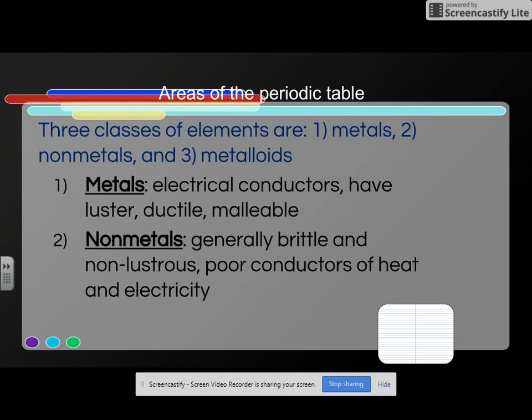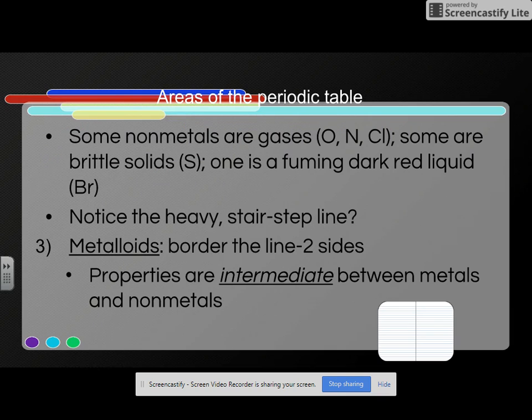Metals are things you think of that are electrical conductors. They have luster, meaning they're kind of shiny. They're ductile, meaning you can pull them out into wire, or they're pretty malleable. Think of aluminum foil. Nonmetals, however, are generally a little bit more brittle. They are not usually very lustrous or shiny. They do not typically conduct heat or electricity. Metalloids, on the other hand, are a little bit in between.